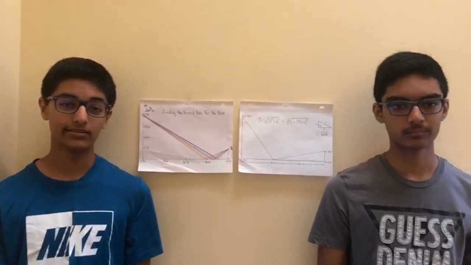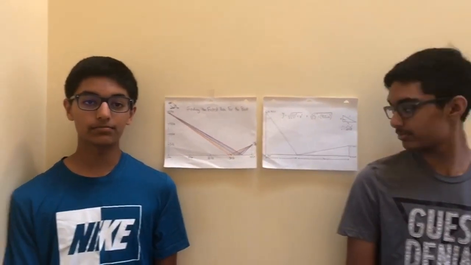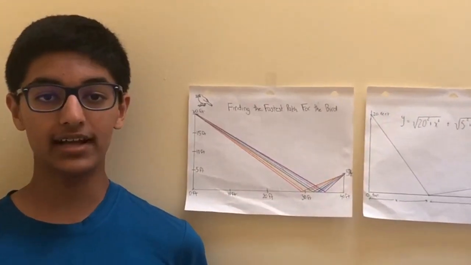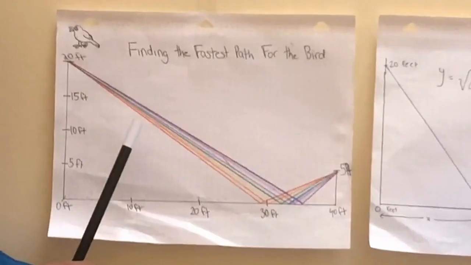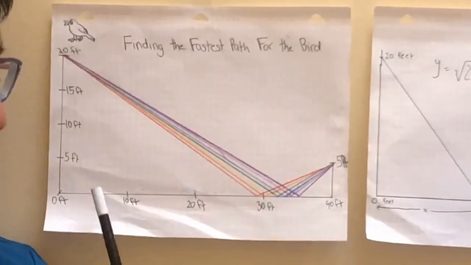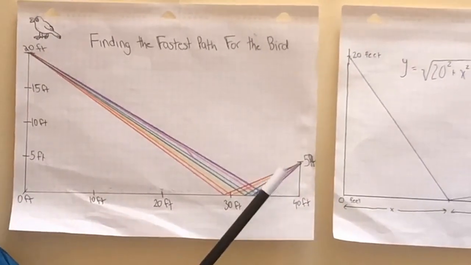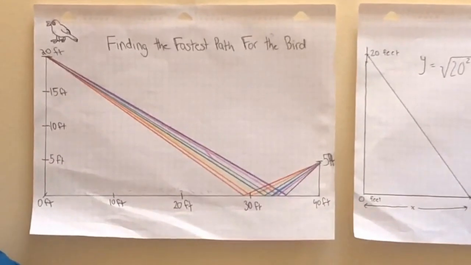Hi, I'm Atin. Hi, I'm Amol. We're 8th graders. We are working on a problem which involves getting a hungry bird to its food the fastest. The bird is sitting on a 20-foot tall tree. There is a 40-foot long ground, and on top of that, there's a 5-foot tall fence. The bird wants to get the food and then go sit on the fence.